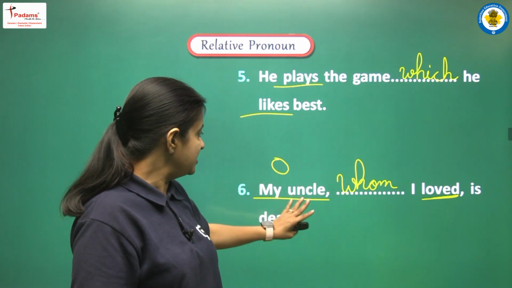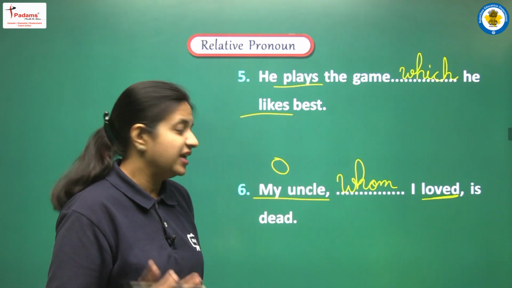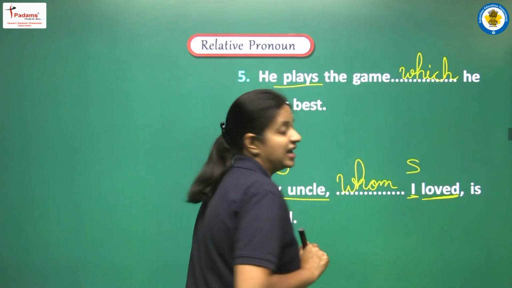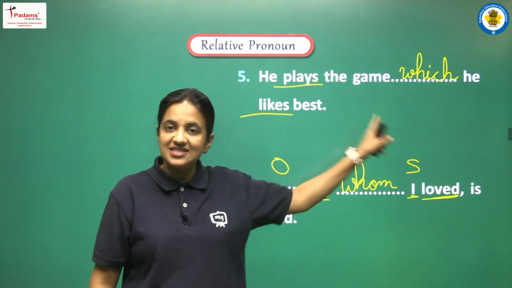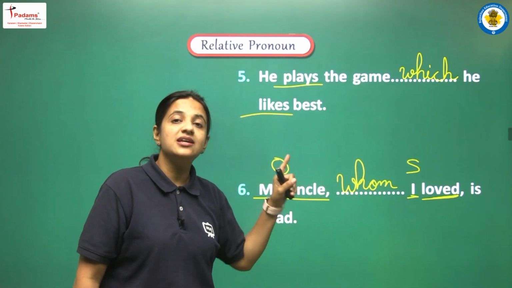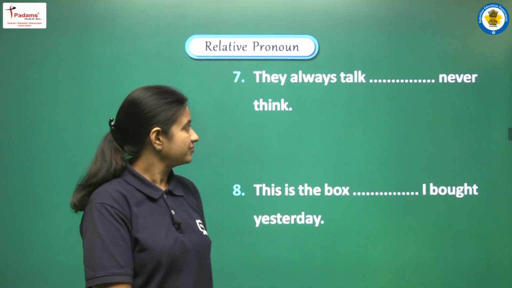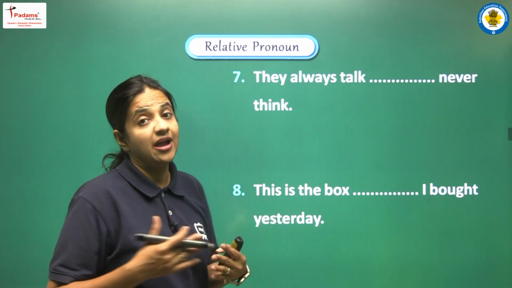So here the complete sentence will be, my uncle whom I loved is dead. So yes, do the proper analysis of the sentence, then only you will be able to find that I is the subject here in this sentence, and my uncle is the object here in this sentence. Alright. Next sentence, they always talk, never think.